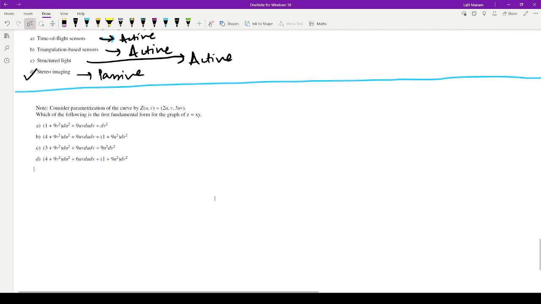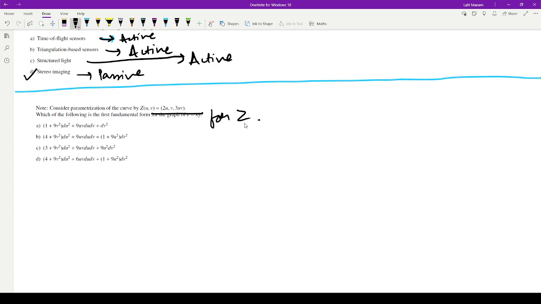Okay, some differential stuff. So we are given again a curve. Here it's denoted by capital Z of U, V, and the parameters are U and V for that curve. Which of the following is the fundamental form for the graph? I think this part is not relevant. We just need the fundamental form of Z.